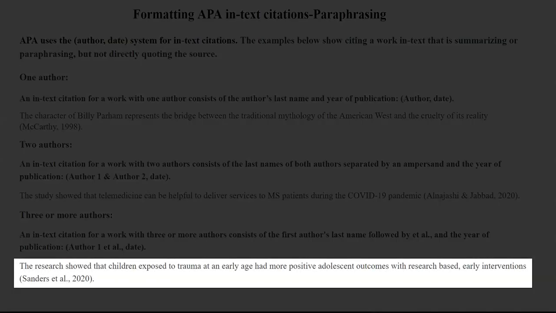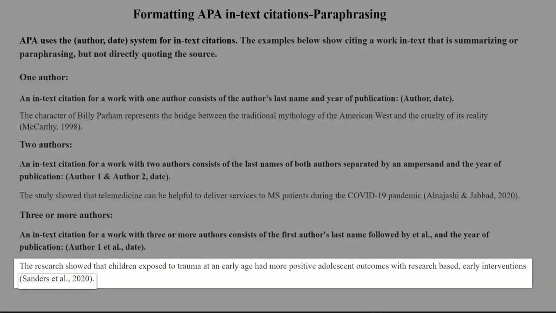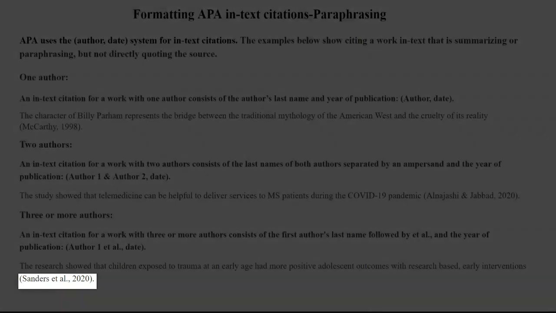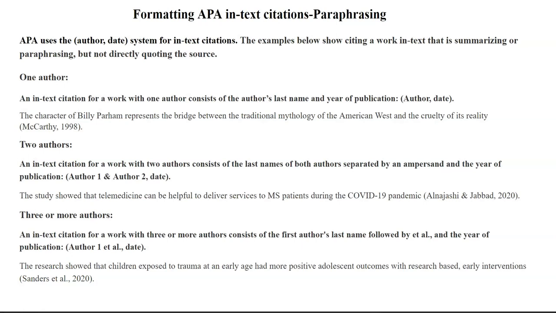The research showed that children exposed to trauma at an early age had more positive adolescent outcomes with research-based early intervention. And our in-text citation, again, will be at the end of the sentence, in parentheses: first author's last name, et al., period, comma, year of publication, close the parentheses, and then the period. Sanders et al., 2020.